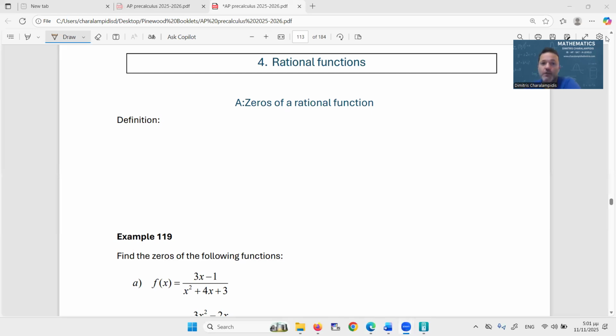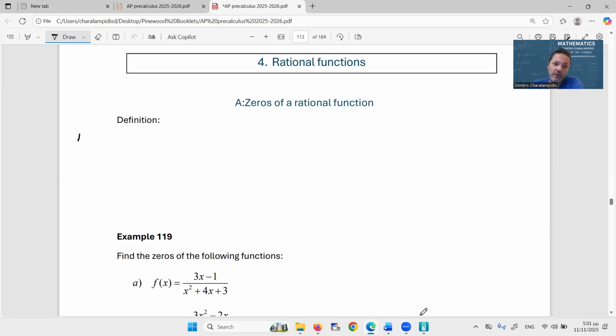Hi there, my name is Mitch Charalambidis, and in this video we will start talking about rational functions, and more precisely we will refer to the zeros of a rational function. But since we'll start talking about a rational function, let me quickly give a definition of a rational function.